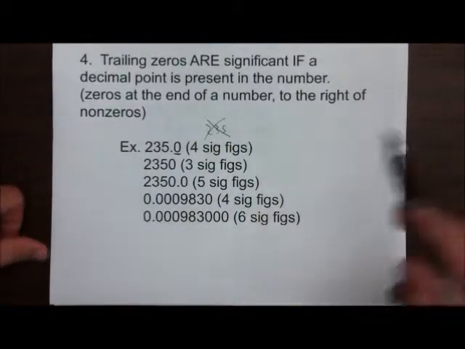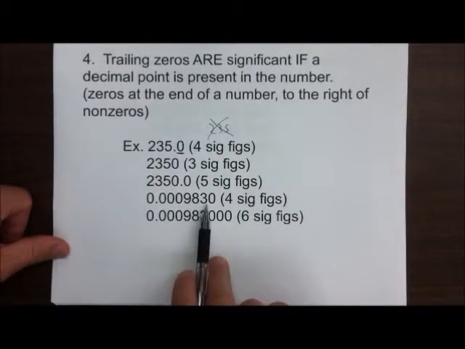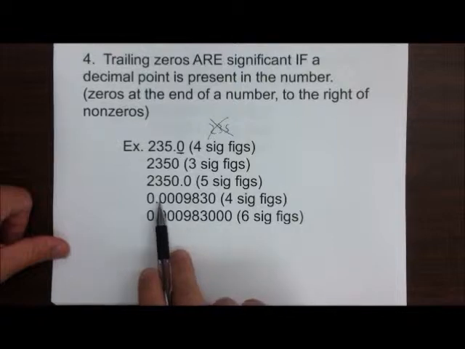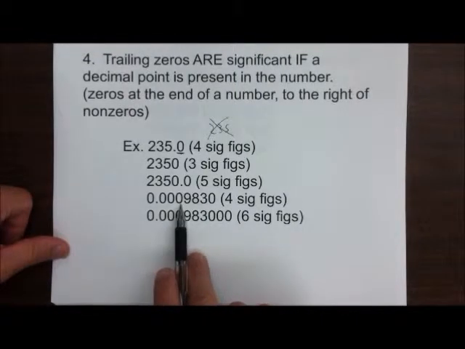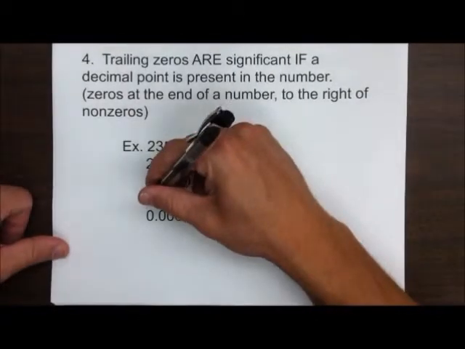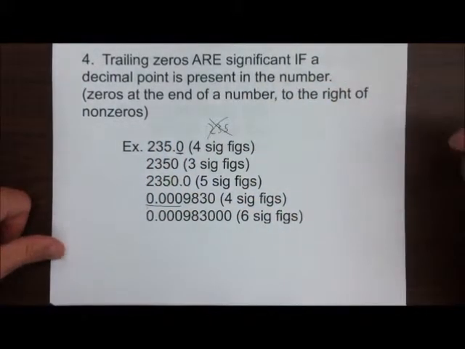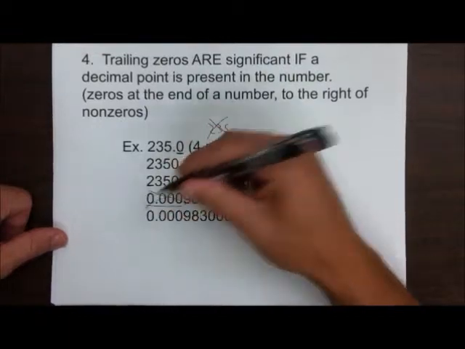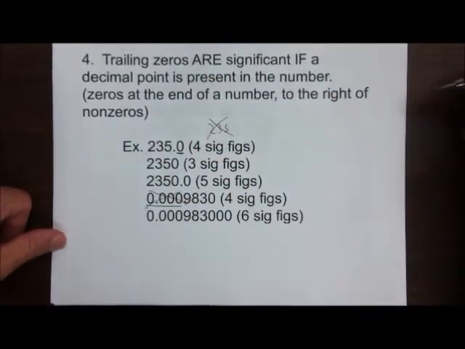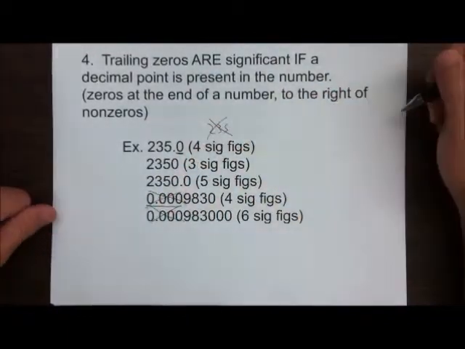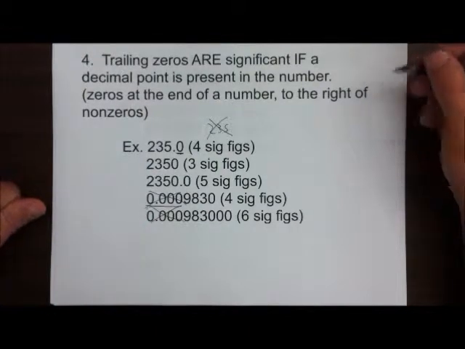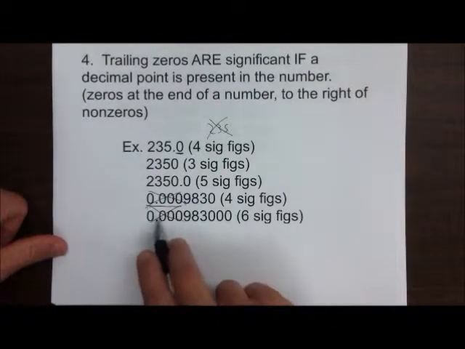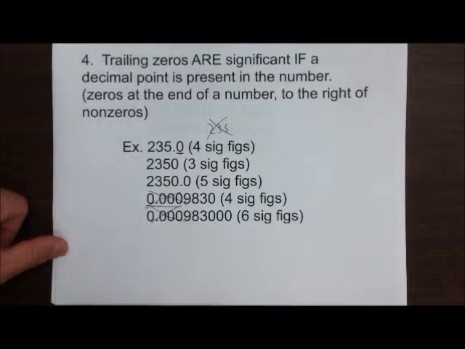This number here, now we have two types of zeros. These, even though they're to the right of the decimal, are not trailing zeros. These are at the front of the number, therefore they're leading, and leading zeros are never significant. We will ignore those. Likewise with these, leading zeros are never significant. Even though they're to the right of the decimal, there is nothing non-zero up here.